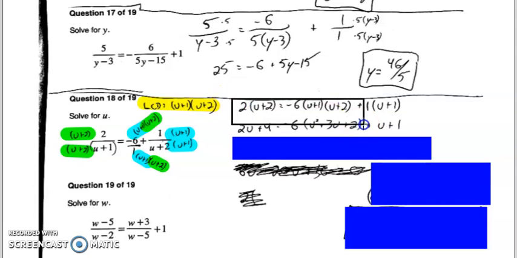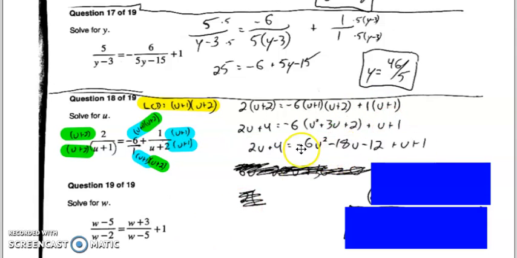So this is what I would get right here. 2 times u plus 2, I can distribute that in, 2u plus 4. Negative 6 times these two binomials multiplied together. I decided to multiply those together first, and then I'll distribute the 6 in there later. And then 1 times u plus 1, well, that's easy, right? Distributing 1 doesn't really do anything. Once we have that, I'm going to go ahead and clean up the right-hand side a little bit. So I distribute in the negative 6 onto every single term in there, and that's where these values come from.